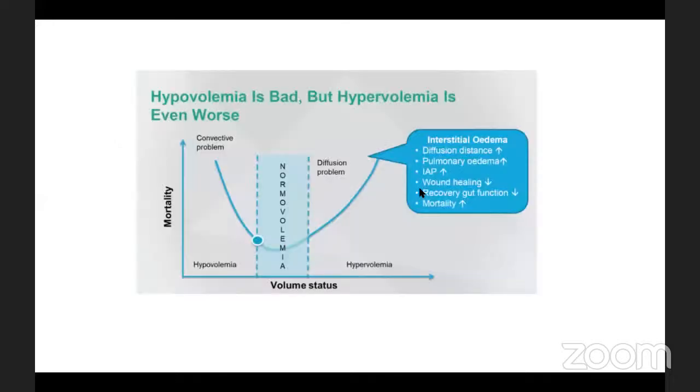So when we are giving patients IV fluids, our target is to achieve normovolemia. Why? Hypovolemia. So when you look at the image, the graph described, let me first get a pointer.